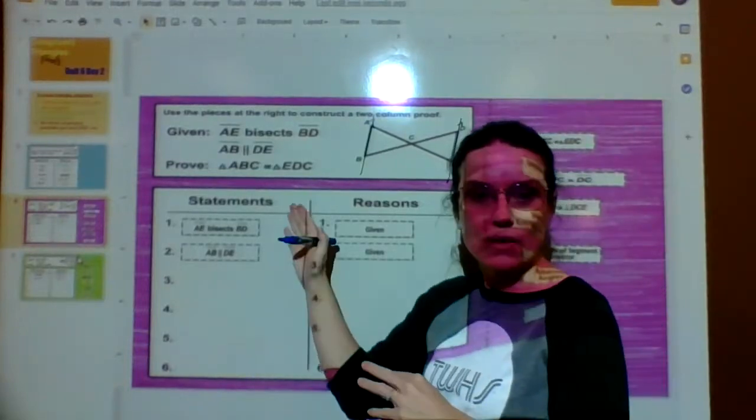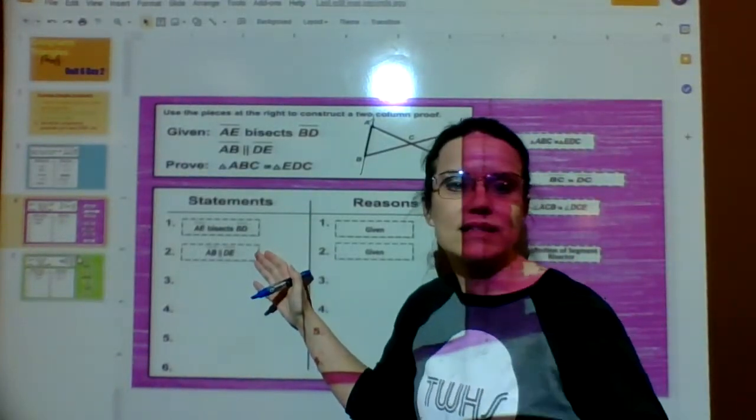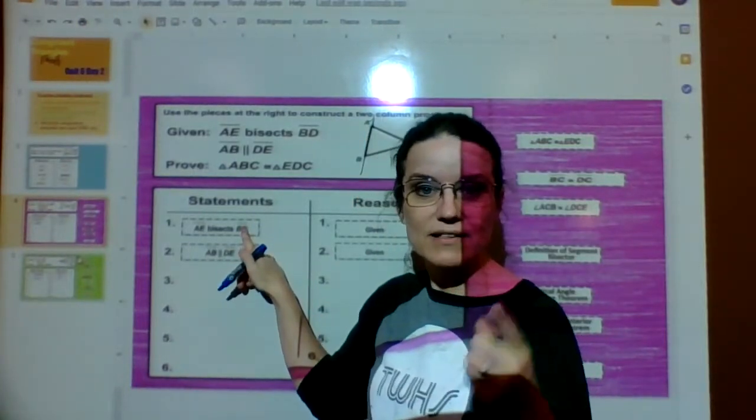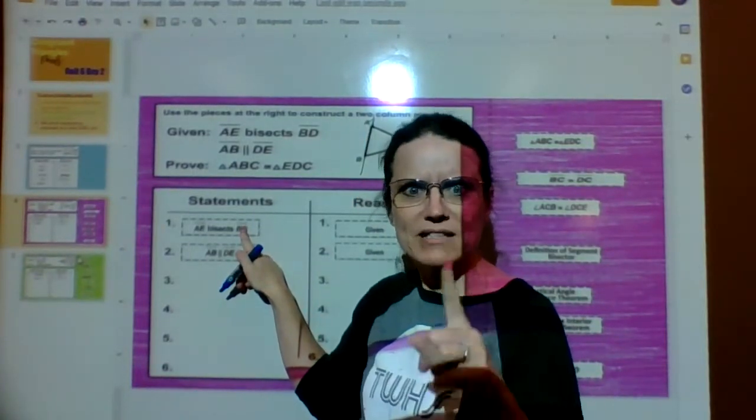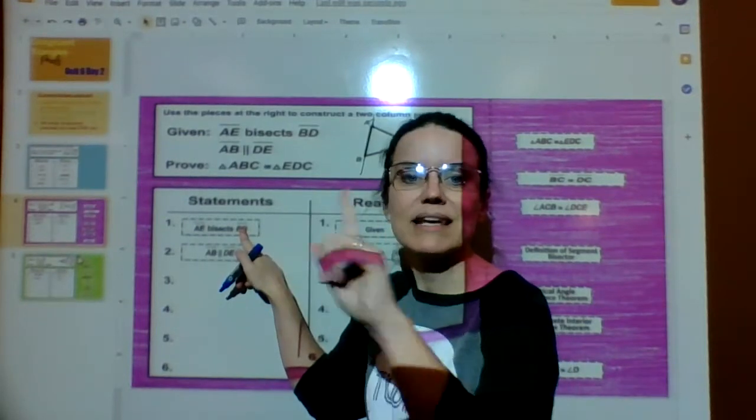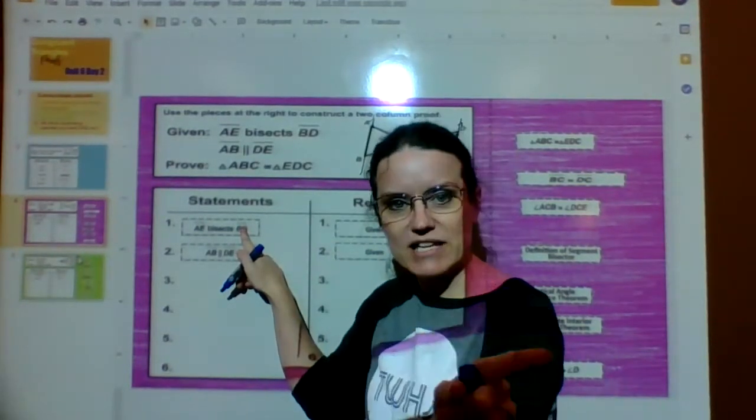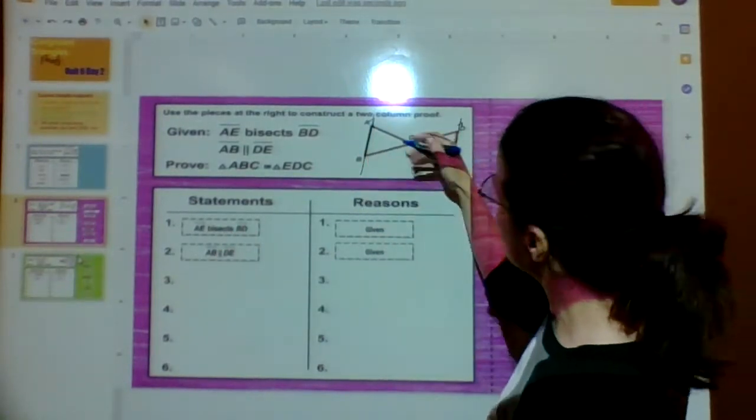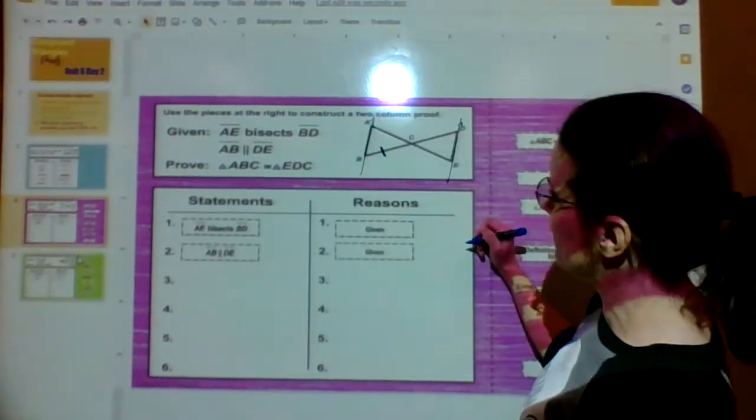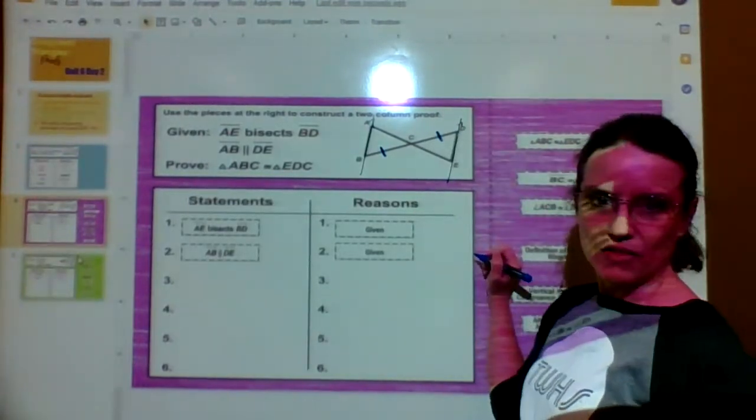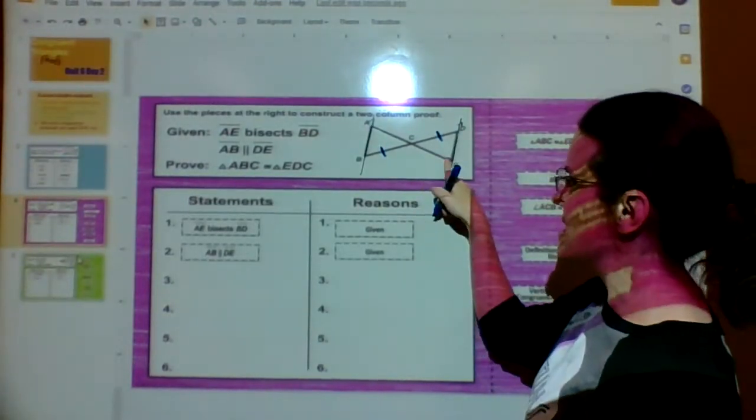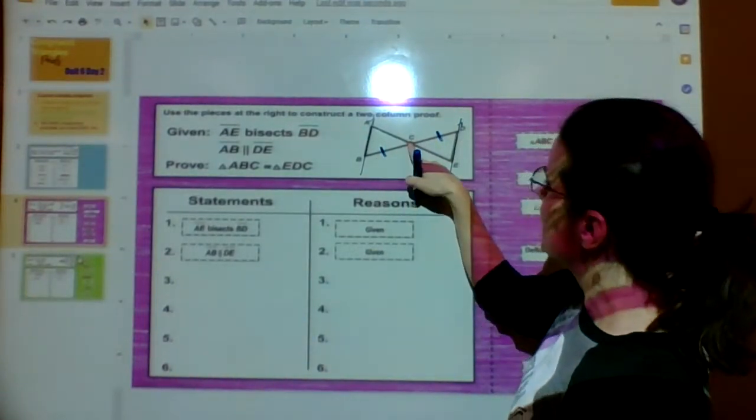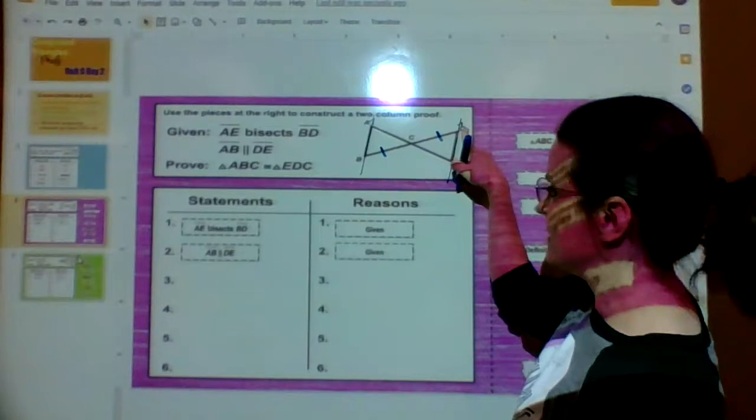Well, then you start looking at what you're given and you say, well, what does this tell me about anything? So let's focus on the first thing. I'm given something bisects. Well, things that bisect are cut evenly in half, the same on each side. So if I have bisected BD, that means this piece on the left is congruent to this piece on the right because AE cut it right in half. So I have that BC is congruent to CD.